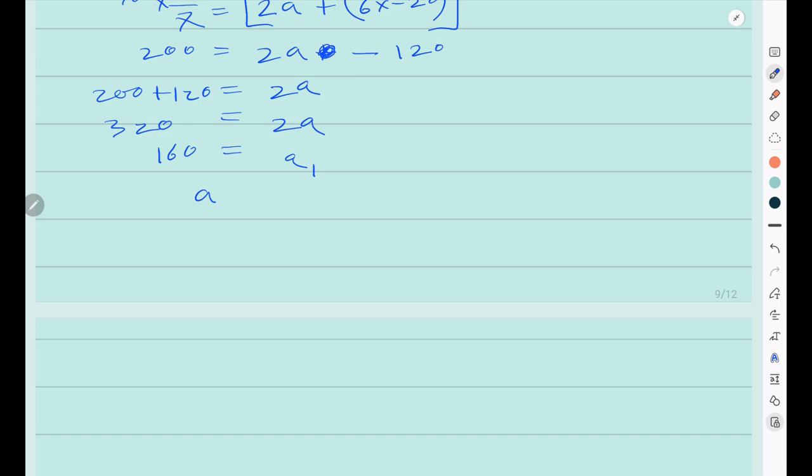Let us call it A1. A1 is equal to 160. Then A2, A3, A4. A2 will be, since the common difference is minus 20, 140. Again 20 less, again 20 less.